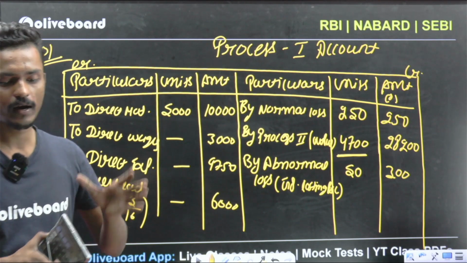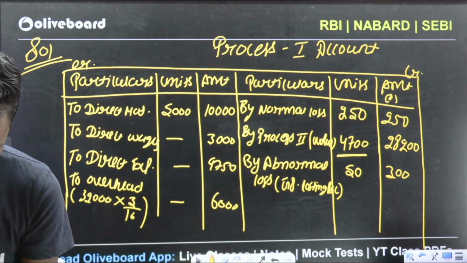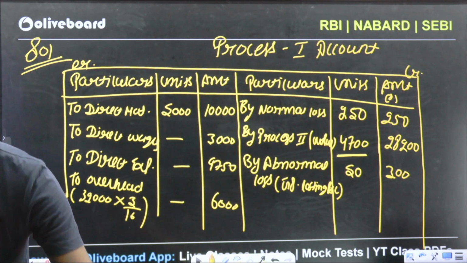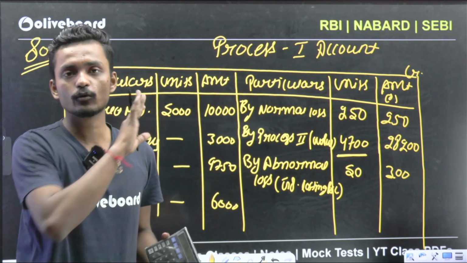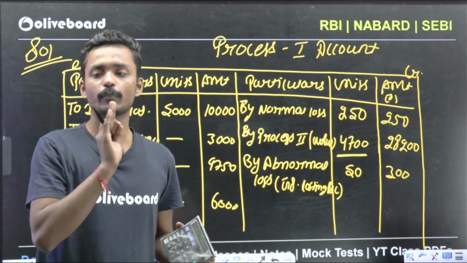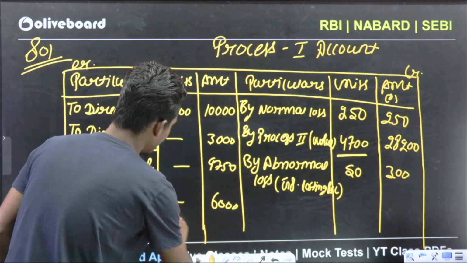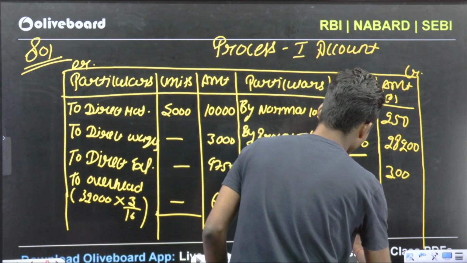Now when you are able to match your account, process one account or every process account, when you calculate all the calculation perfectly, you are able to match all the process accounts. So yes, we have the 5,000 units here, and again I have the 5,000 units here.